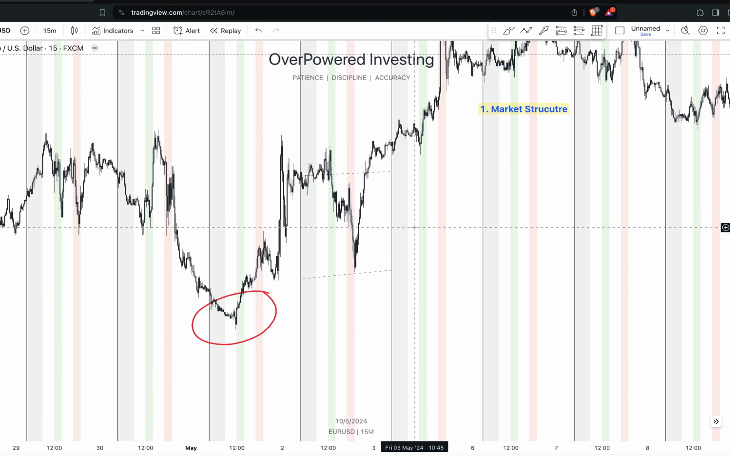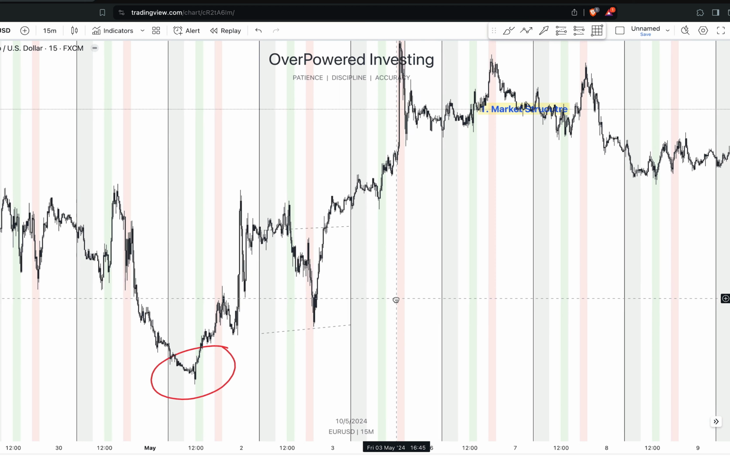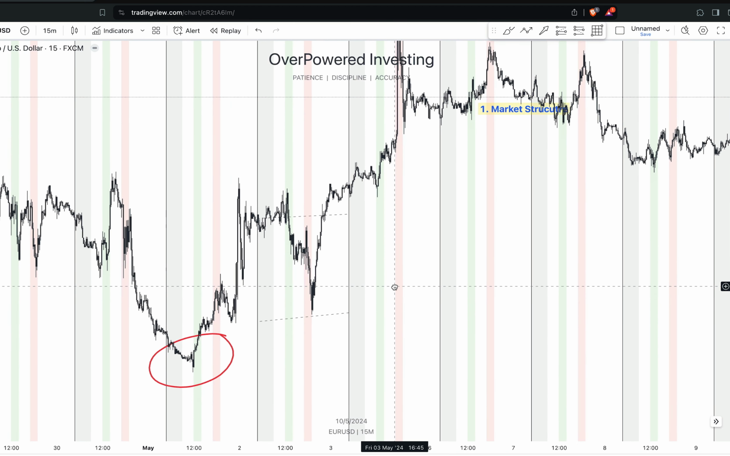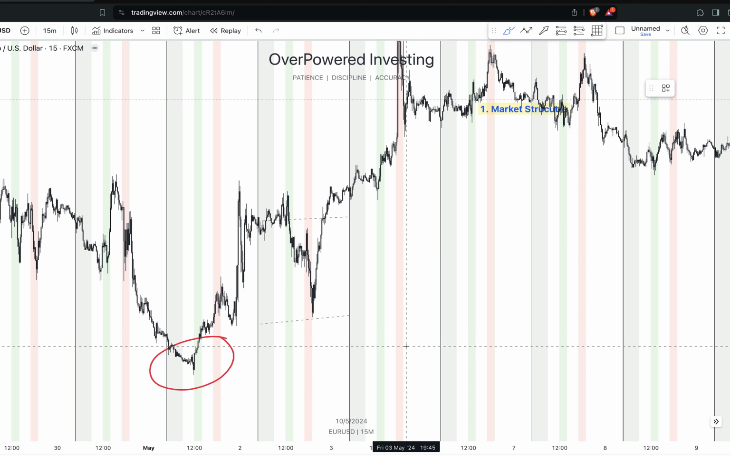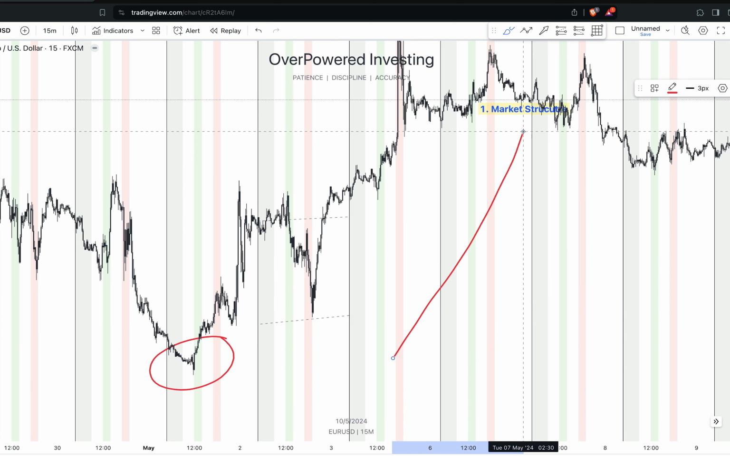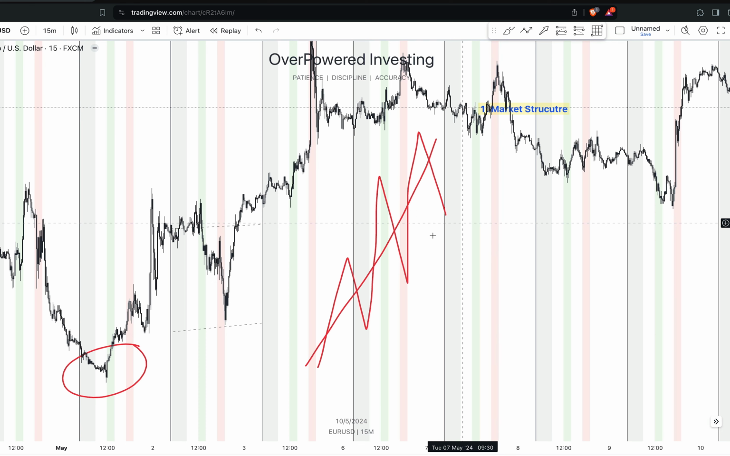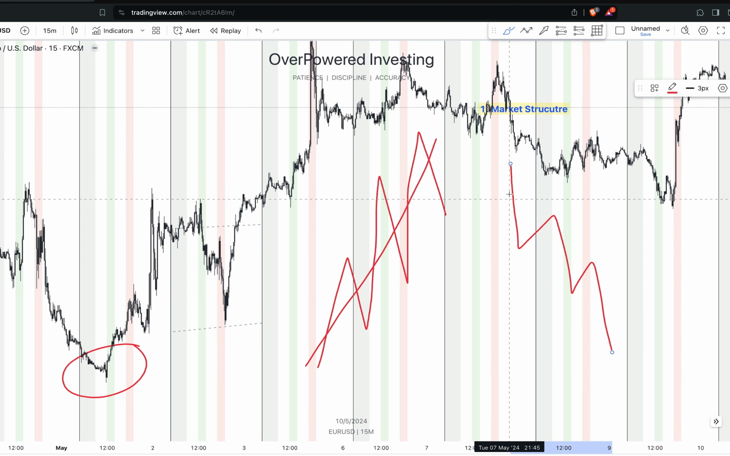Let me explain the market structure in simple words. This is where the price is making consistent pushes and pullbacks in one direction. For example, the price might be going to the upside, but price never goes straight. It always makes a push, pullback, push, pullback, push, pullback. So if we have pushes to the upside that make higher highs than the previous one, that means we are in an uptrend, and vice versa for the downtrend. If price makes consistently bigger pushes to the downside, that means we are in a downtrend.